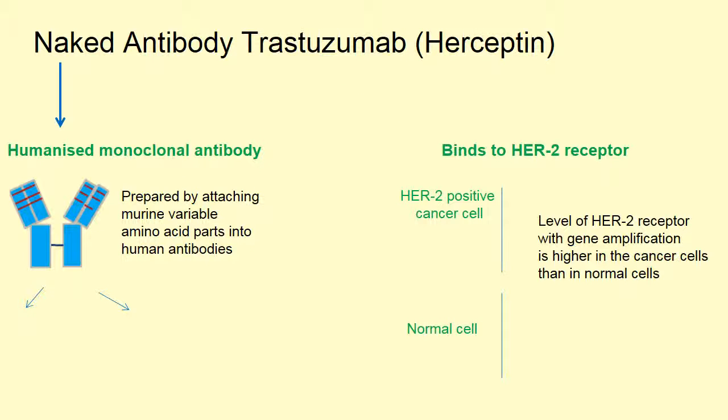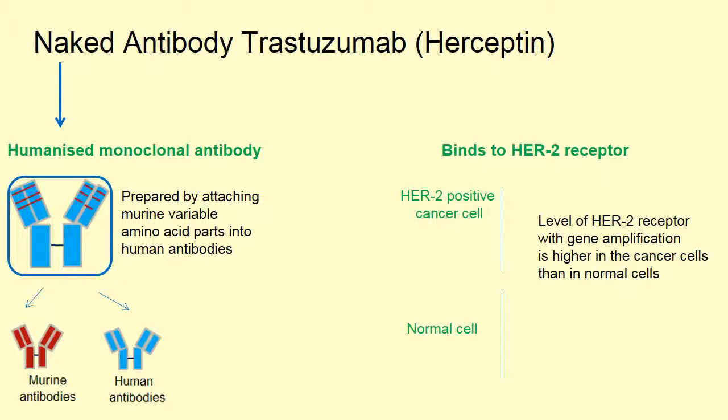First, we'll talk about the naked antibodies such as trastuzumab or Herceptin, which is used for the treatment of breast cancer. Herceptin is a humanized monoclonal antibody, formed by grafting parts of the murine antibodies into human antibodies, forming the humanized monoclonal antibodies, which are generally considered safe. Herceptin binds to the HER2 receptors, leading to cell death. Overexpression of HER2 receptors can lead to cell proliferation and cancer.